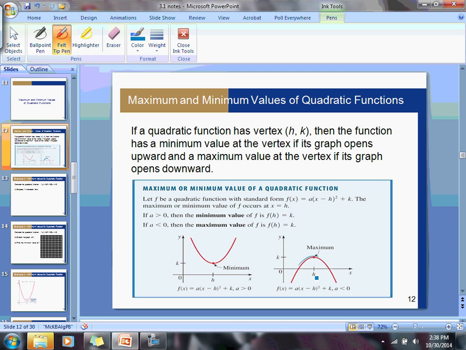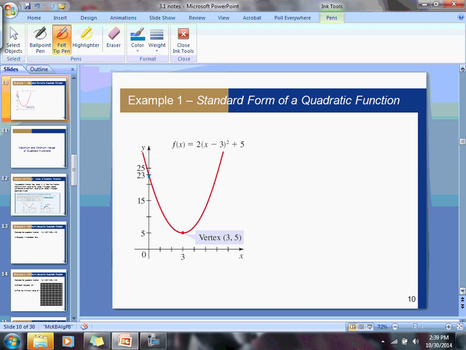And here, if your parabola is opening down, where a is less than 0, the maximum value is going to be k. So again, you put in h, and you get k out. And again, that h and k are coming from this vertex form. So on our previous example, our minimum value would have been 5.